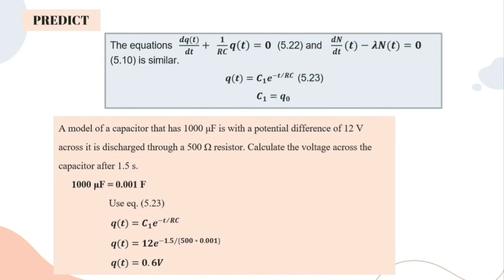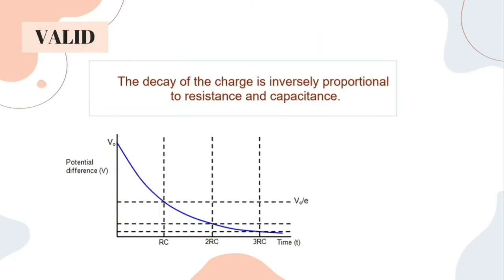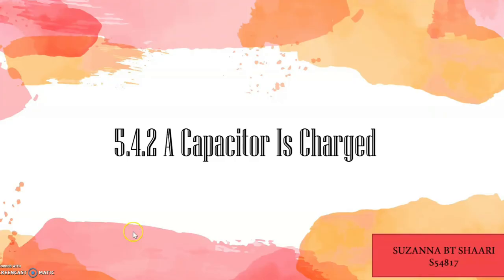From this calculation, we can see that the bigger the value of RC, the slower the rate at which the capacitor discharges. The value of C can be found from this discharge curve if R is known. From that, we can know that the decay of the charge is inversely proportional to resistance and capacitance. From this graph, the decay of the charge will be slowed down because the capacitor can hold a larger charge that will take time to disappear.